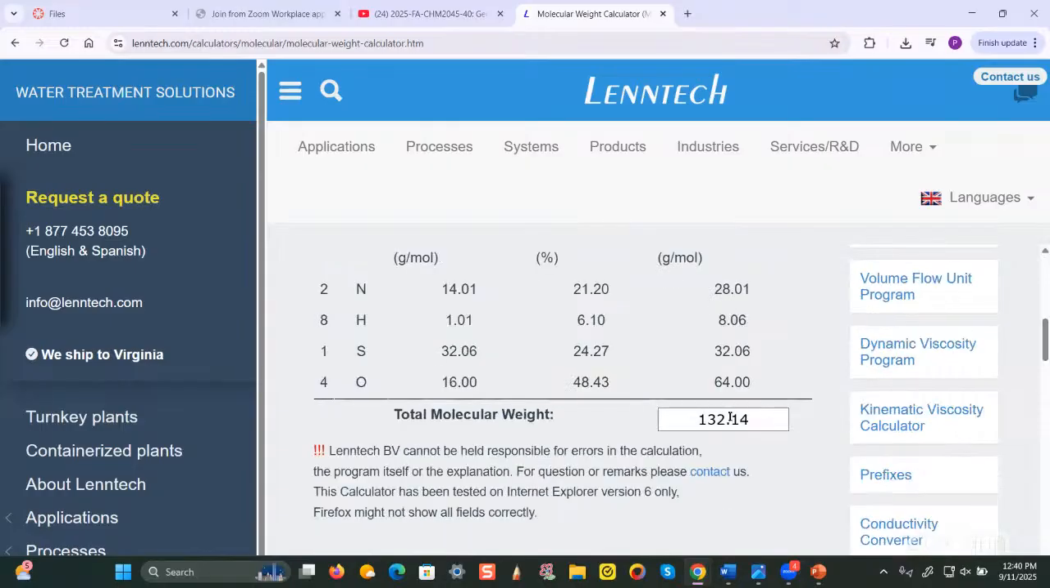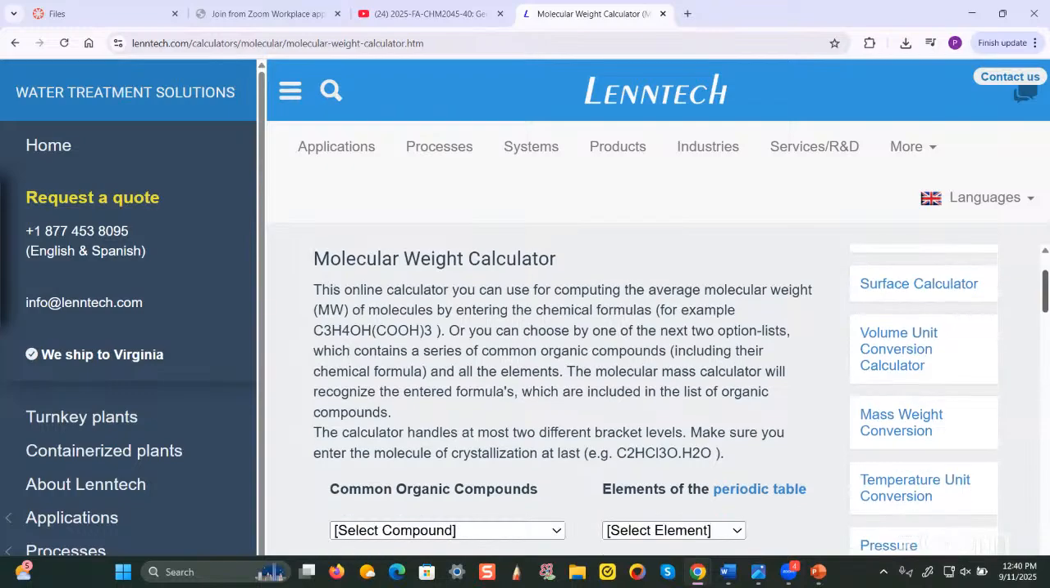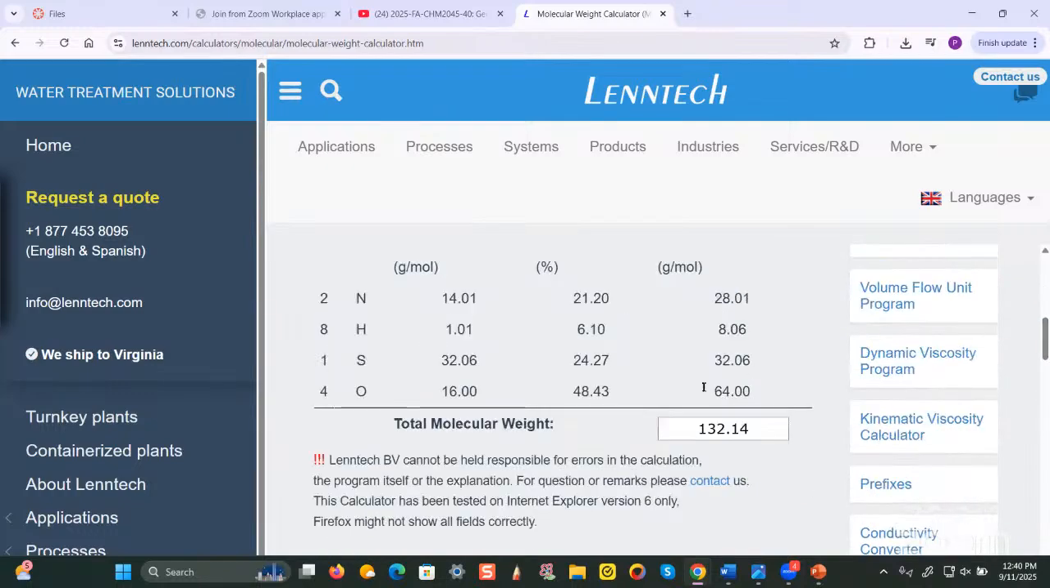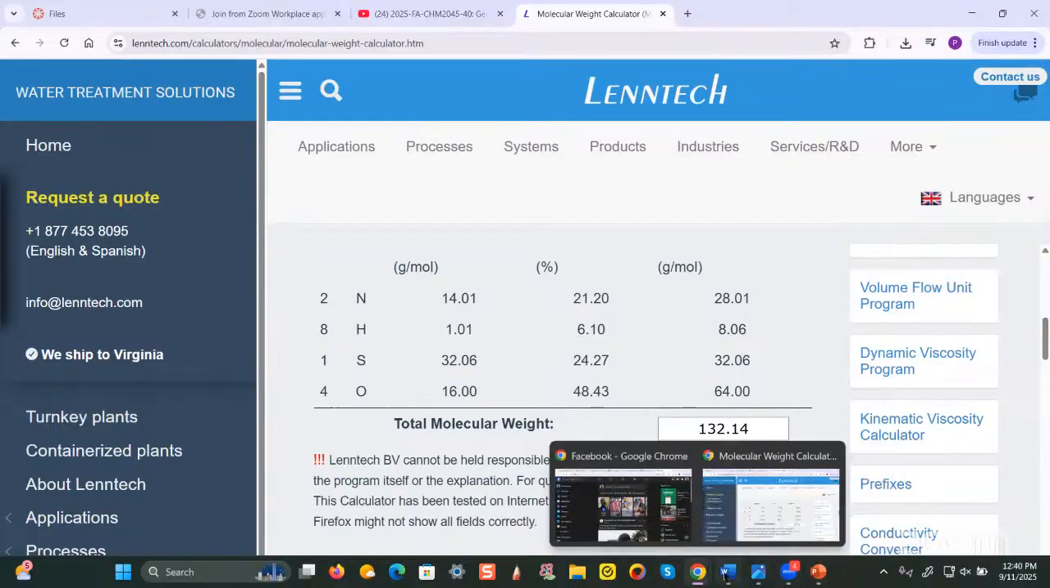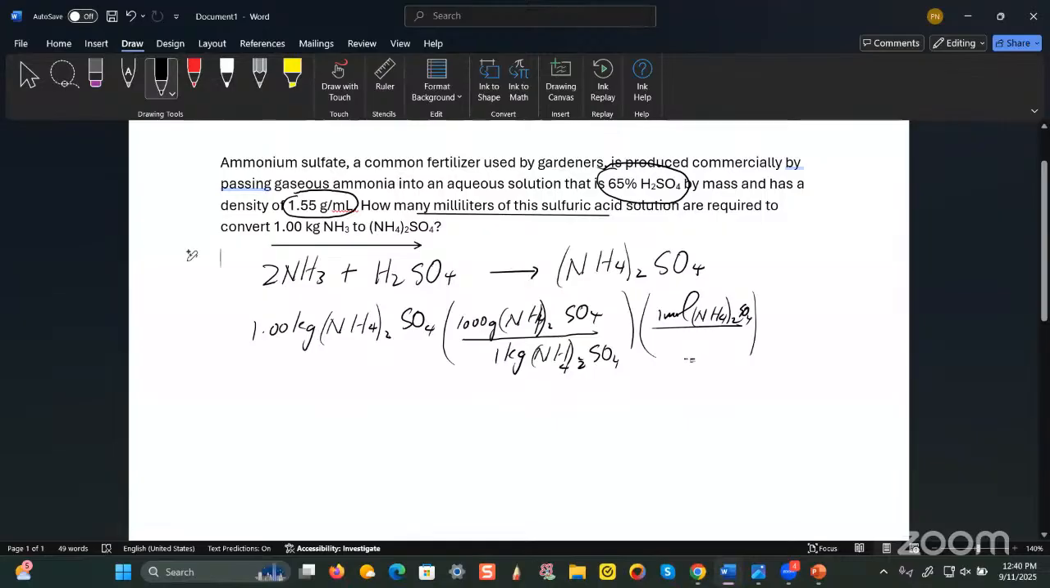Okay, so let me make sure I put in the formula right. NH4 2SO4. All right, so the molar mass of ammonium sulfate is 132.14. So let me go back to the Word document. So 132.14 would be the molar mass of ammonium sulfate. All right. So in terms of cancellation of units, that would go with that, and that would go with that.